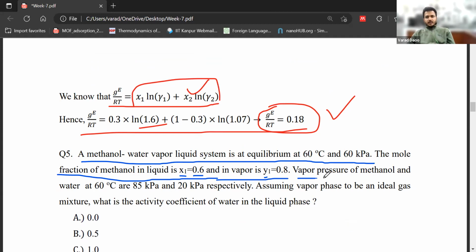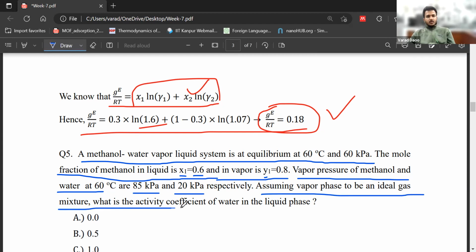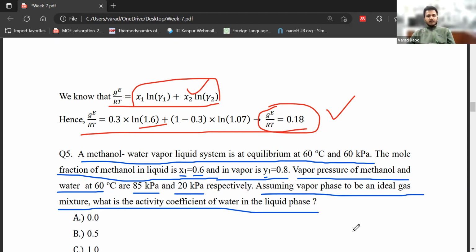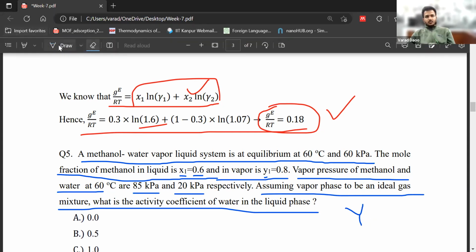What we are given, vapor pressure of methanol and water at a temperature of 60 degree centigrade are 85 kilopascal and 20 kilopascal respectively. So assuming vapor phase to be an ideal gas mixture, what is the activity coefficient of water in liquid phase? What we are asked to find is gamma 2, because one represents methanol and two represents water. The hint which I would like to give is, in the previous question we had this expression.